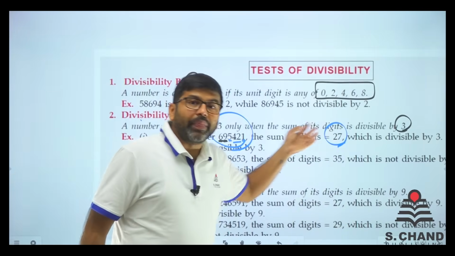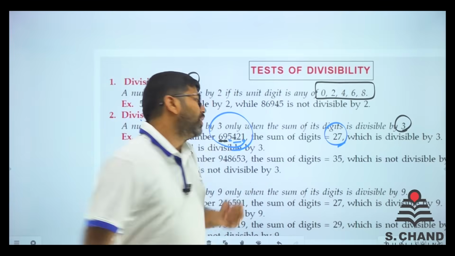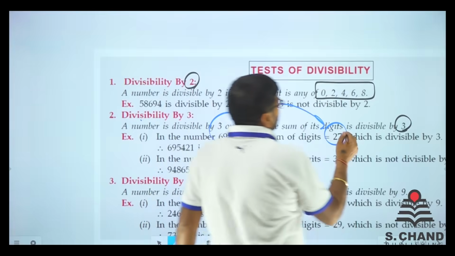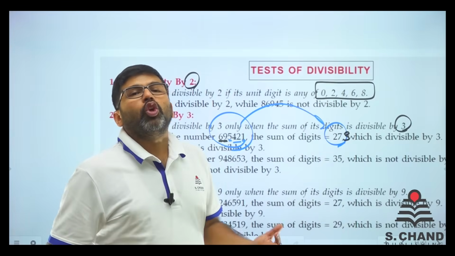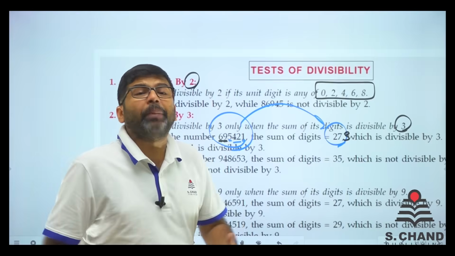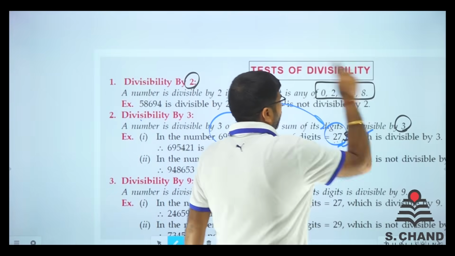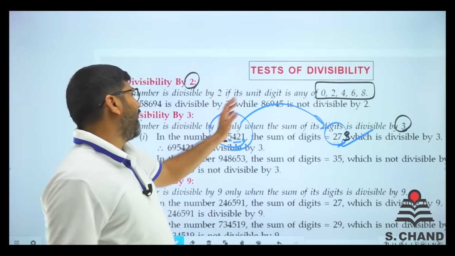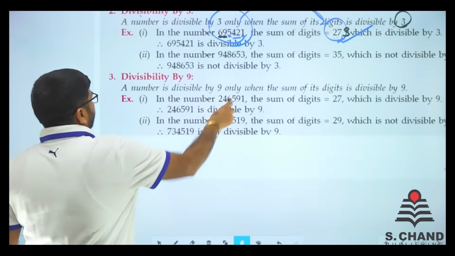Sometimes the addition of the digits will be a big number. Say for example, addition comes out to be 273. Now is 273 divisible by 3? Do the same thing again, repeat the process. 7 into 9 and 3, again divisible by 3. So this is divisible by 3, that means the original number is divisible by 3. That's it. Let's move on to the next divisibility.